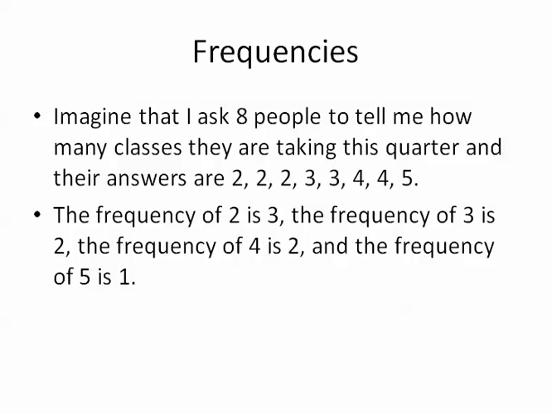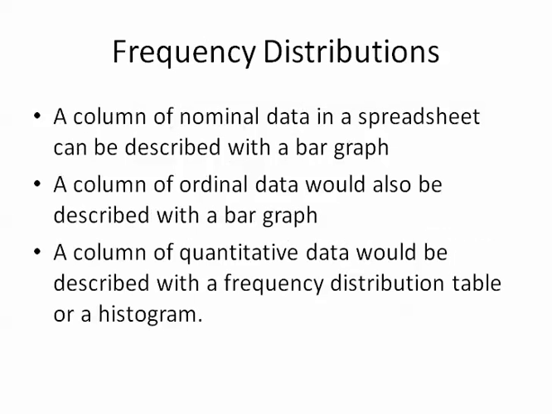And there's different ways to present frequencies. If you have a column of nominal data in a spreadsheet, you would create a bar graph to show the frequencies. If you had a column of ordinal data, such as a column of grade levels, you would also create a bar graph, and the categories on the x-axis would follow a specific order, such as freshman, sophomore, junior, senior. If you have a column of quantitative data, you would create either a frequency distribution table or a histogram.